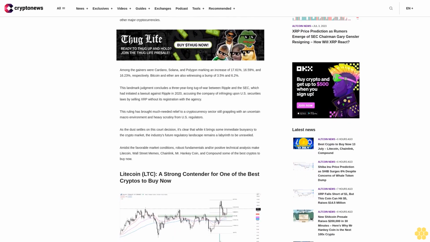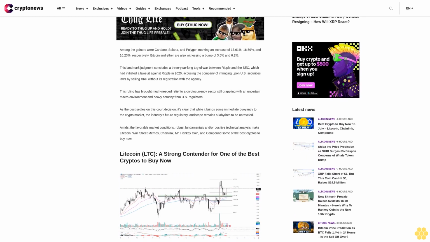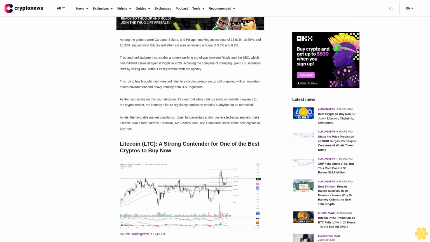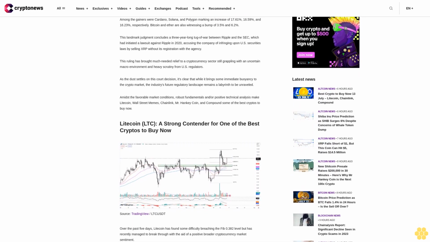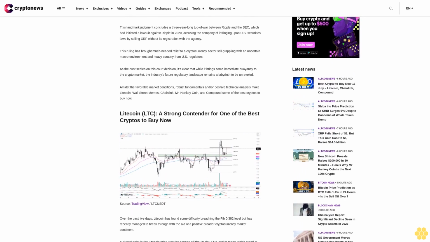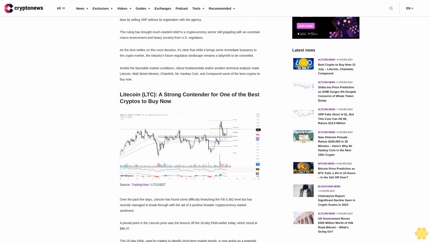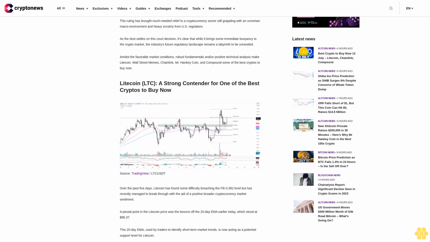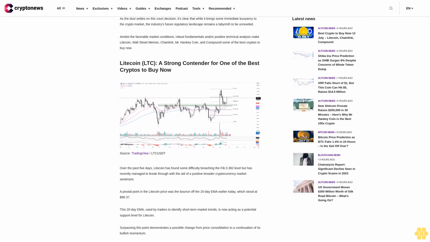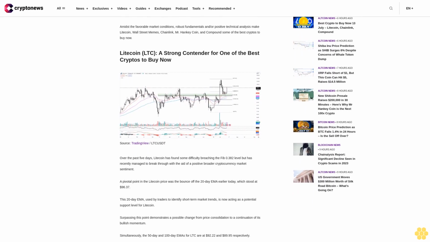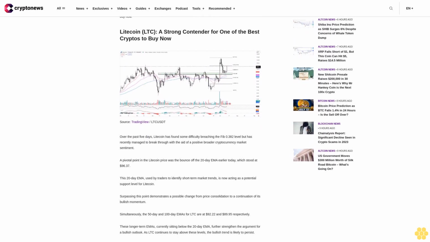A pivotal point in the Litecoin price was a bounce off the 20-day EMA earlier today, which stood at $96.37. This 20-day EMA, used by traders to identify short-term market trends, is now acting as a potential support level for Litecoin. Surpassing this point demonstrates a possible change from price consolidation to a continuation of its bullish momentum. Simultaneously, the 50-day and 100-day EMAs for LTC are at $92.22 and $89.95 respectively. These longer-term EMAs, currently sitting below the 20-day EMA, further strengthen the argument for a bullish outlook. As LTC continues to stay above these levels, the bullish trend is likely to persist.